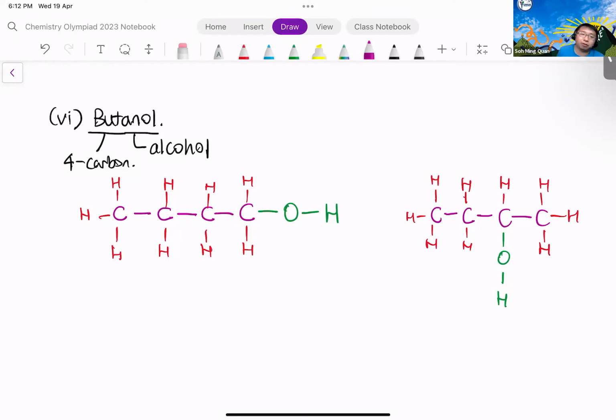But of course, the question comes, do you think the one on the left and the right are the same exact molecule? I think the answer is obvious. Whether the OH is at the end or somewhere in the middle makes a difference. So the one at the end is called butan-1-ol. Again, the 1 is because the functional group is at carbon number 1 at the end. The one on the right is called butan-2-ol.